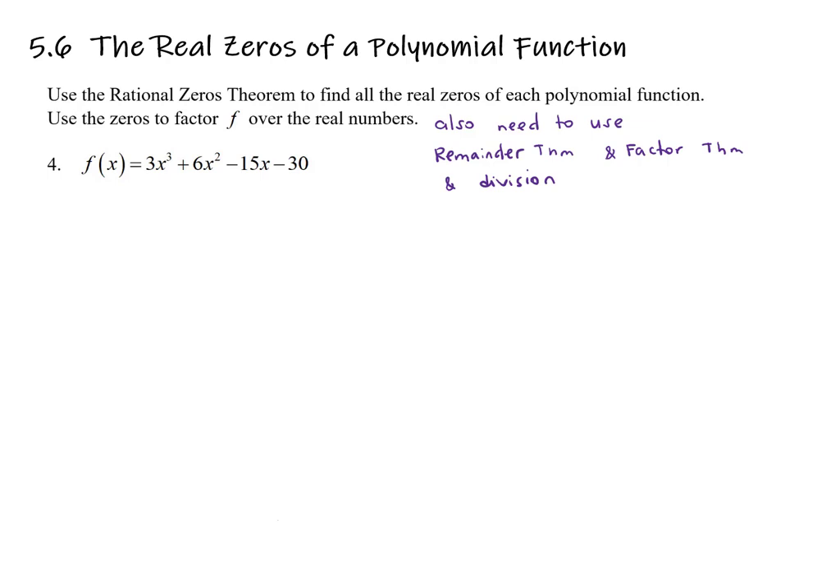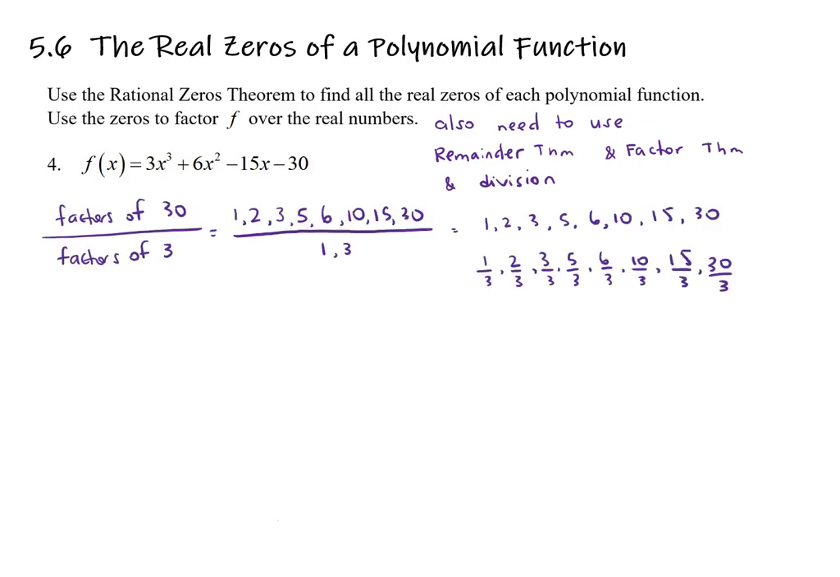Let's first start off with finding all of our potential rational zeros. Oh wow, that's a lot of factors. A few of them do cancel out. The 3 over 3 becomes the 1. And then I also have 6 over 3, that becomes a 2. And then I also have 15 over 3, that becomes 5. And then I also have 30 over 3, which becomes 10. So I get 4 fewer factors.